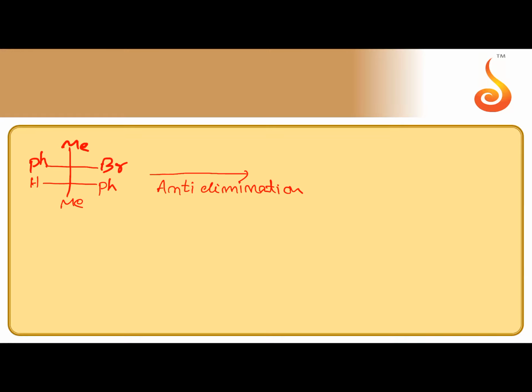Anti-elimination. Now when base is added, base abstracts beta hydrogen as H plus, CH bond pair is dropped, CBr bond pair is shifted onto bromine. So this will happen via transition state, but I am not writing transition state. I wanted to explain how to get a stereospecific product from this optical isomer.